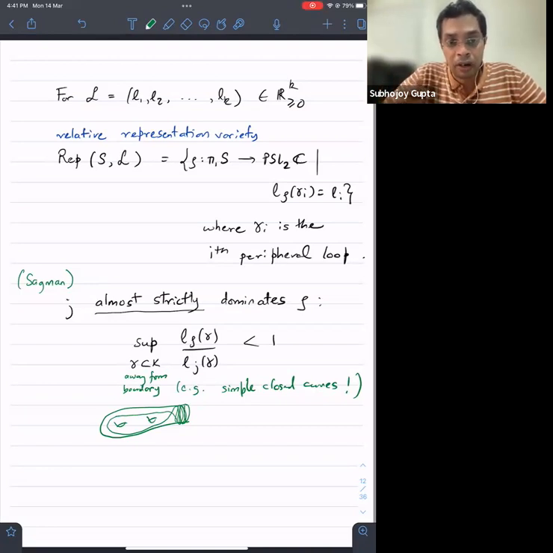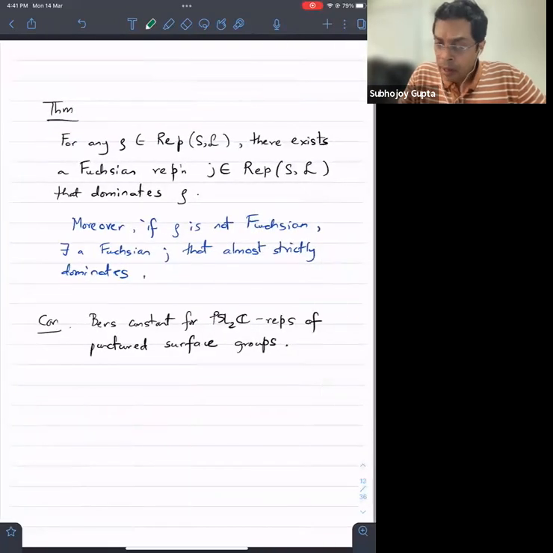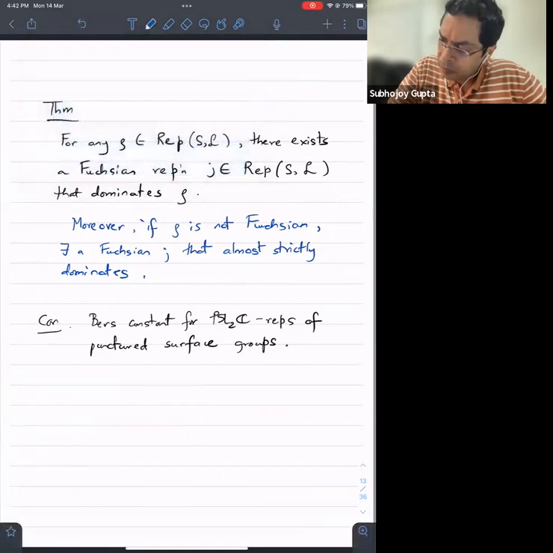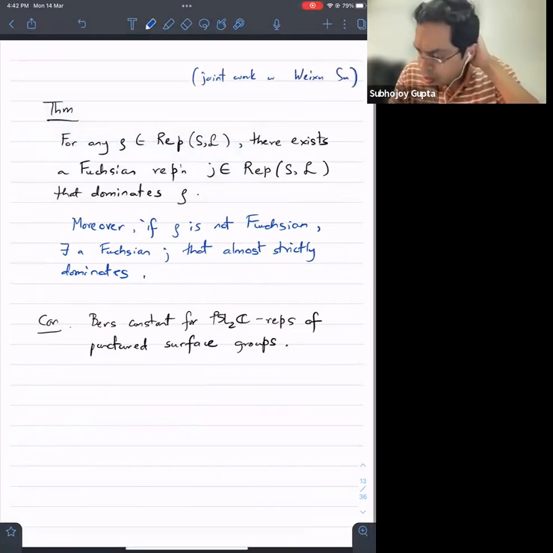The strict bound, strict domination. All right, so this is fine-tuning the definition of strict domination in this relative case, and this is our theorem. This is joint work with Wei Su: for any representation into PSL2C in a relative representation variety, there is a Fuchsian representation in the same relative representation variety that dominates rho.